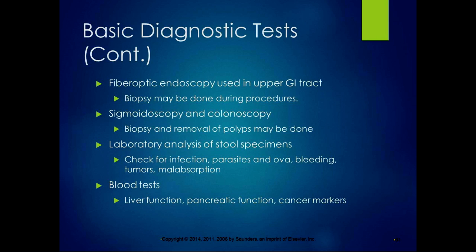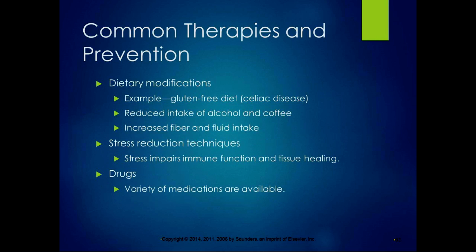Laboratory analysis of stool specimens can check for infection, parasites, and the eggs of parasites, bleeding, tumors, and malabsorption syndromes. Blood tests, including liver function, pancreatic function, and cancer markers, are often done to figure out. So there's some cancer markers for colon cancer that can be tested for, as well as other digestive system cancers.